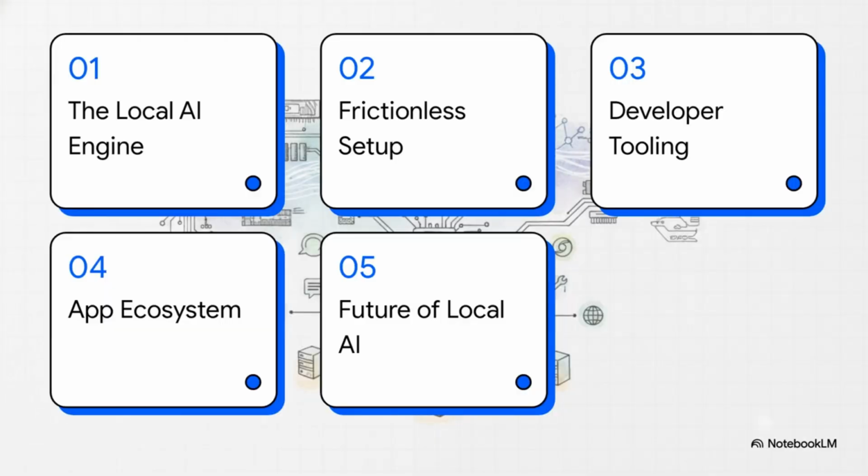Here is our roadmap for today. We're starting with the local AI engine, moving to frictionless setup and APIs, checking out efficient developer tooling, taking a look at the app integration ecosystem, and finally, wrapping up with the future of local AI.